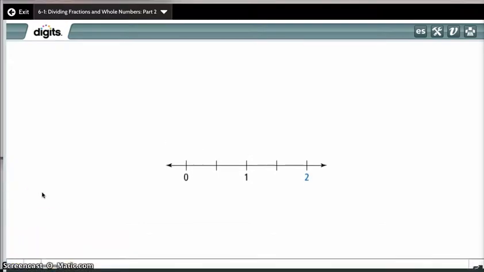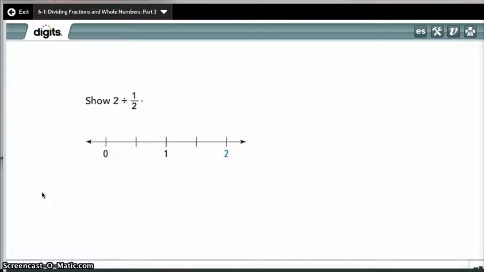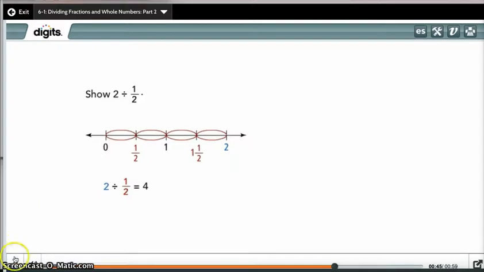You can also use a model to divide a whole number by a fraction. Show 2 divided by 1/2. This number line is divided into halves. You can use this number line to show 2 divided by 1/2. First, label the halves. Then, divide the number line into segments of length 1/2. In this model, the quotient is the number of equal segments, which is the same as the number of ovals. There are 4 equal segments of 1/2, so 2 divided by 1/2 equals 4.